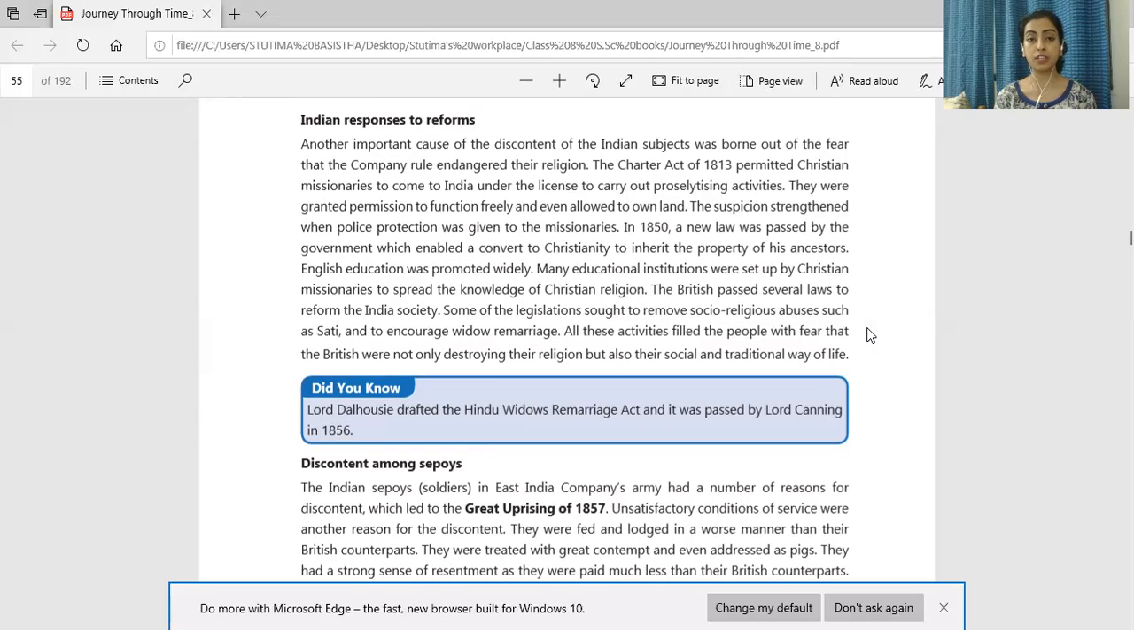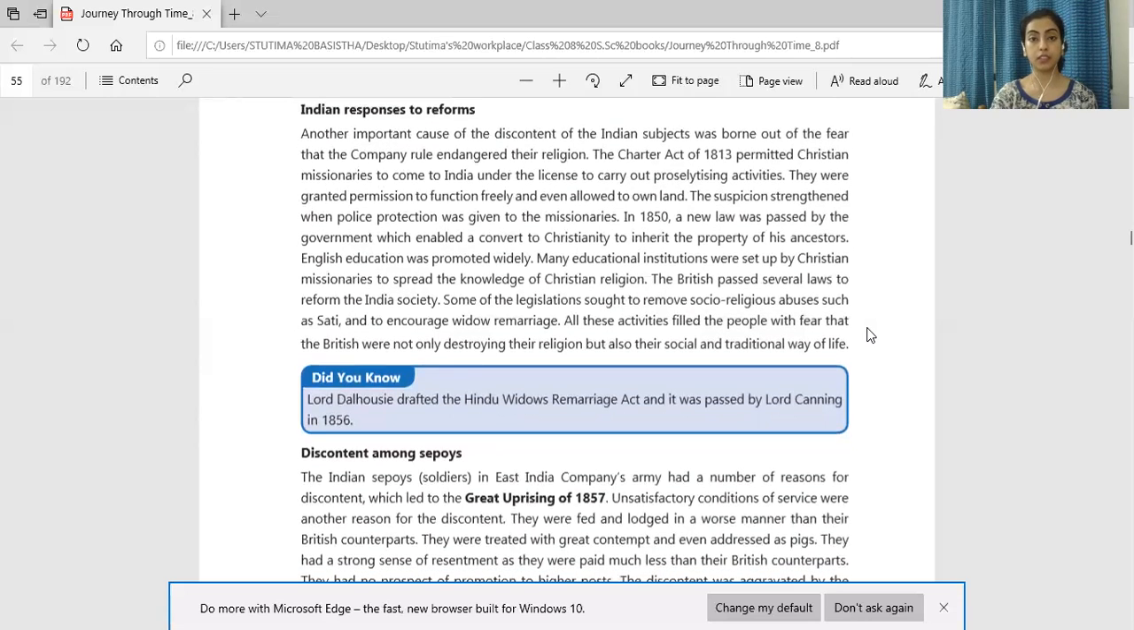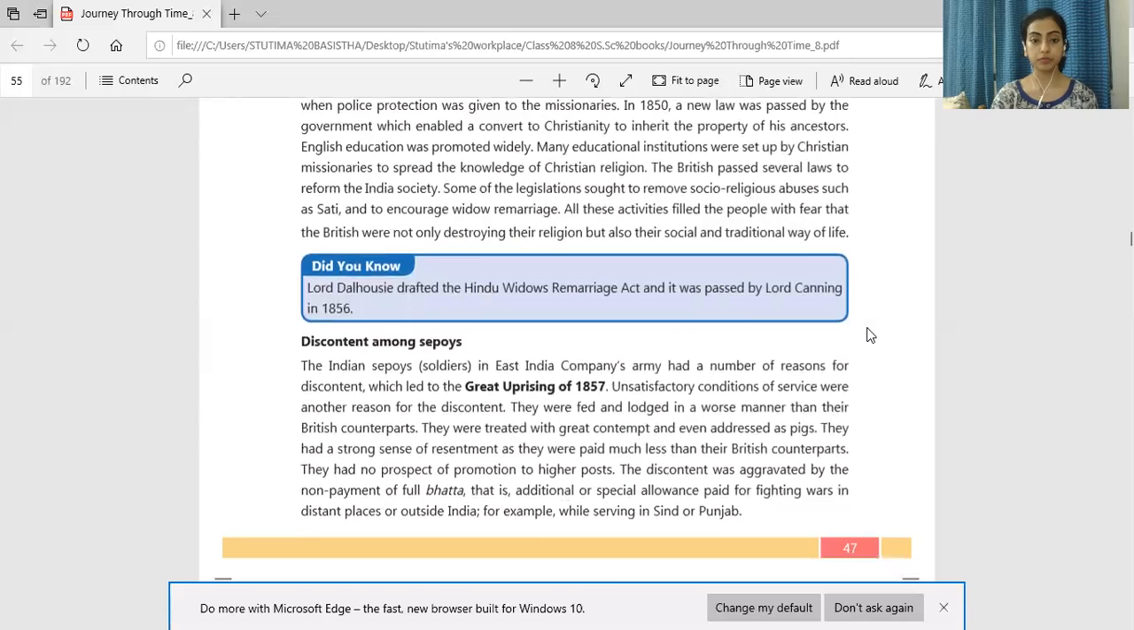So all these activities of the British, bringing Christian missionaries to India and allowing them to carry out proselytizing activities, giving land to the Christian missionaries, and spreading knowledge about the Christian religion, built a fear among the Indians that the Christian religion was actually posing a threat to their own religion. So this was cause number 3, the fear of conversion to another religion.